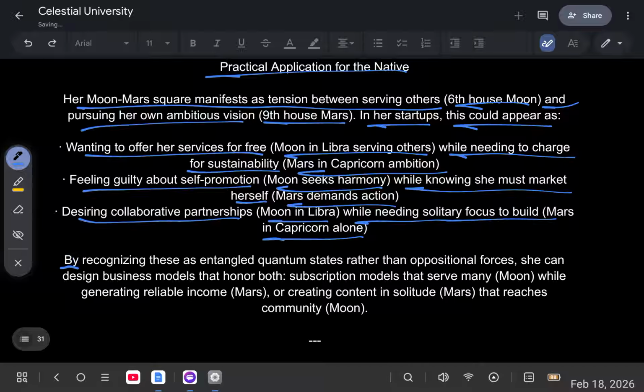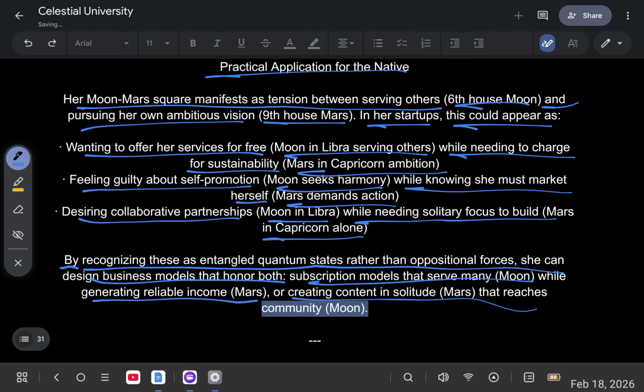By recognizing these are entangled quantum states rather than oppositional forces, she can design business models that honor both. So subscription models that serve many, Moon, while generating reliable income, Mars, or creating content in solitude, Mars, that reaches community, Moon.